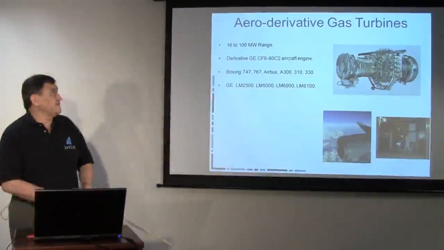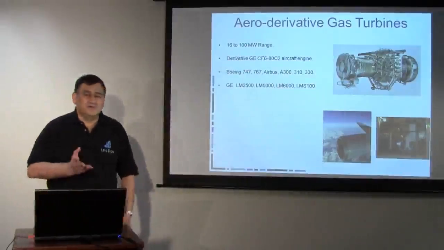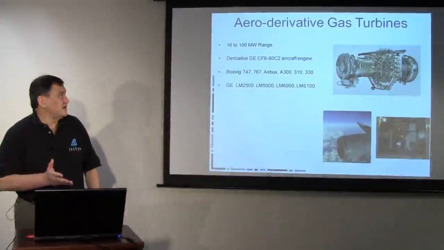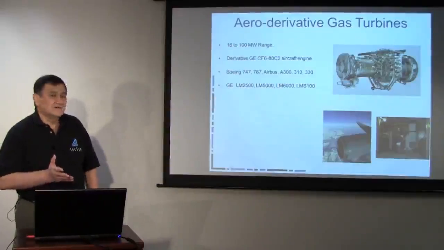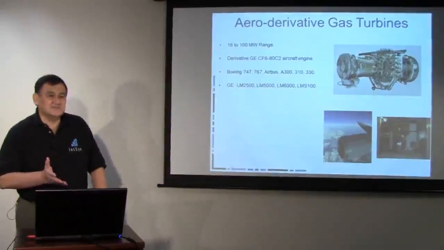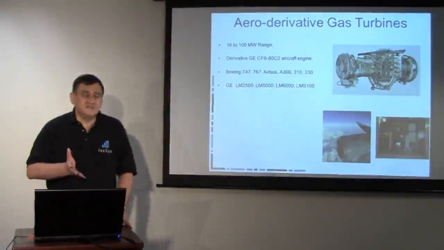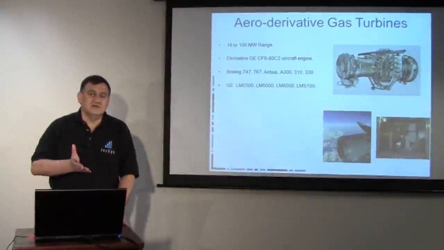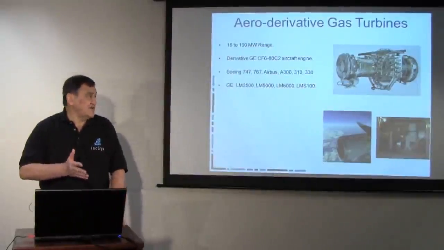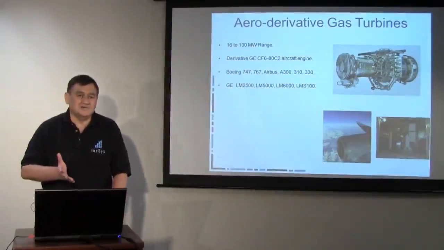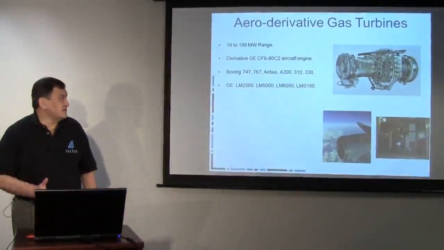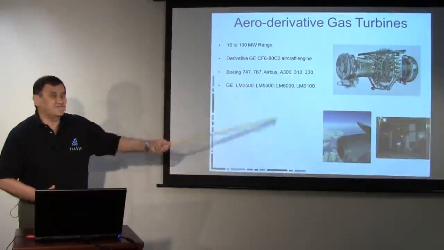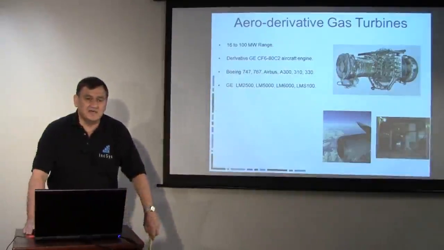The other major type of gas turbine are aeroderivatives. These can vary from 16 to 100 megawatts, and basically they're a derivative of the CF6-80C2 engine that was used on 747s, 767s, and Airbus planes. So GE has taken advantage of all the technology and expense that went into the R&D of those engines, and have adapted them to run for power plant and electricity producing applications. And they go by the name of the LM2500, LM5000, LM6000, and the LMS100.